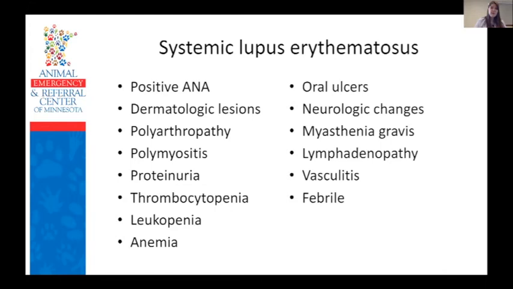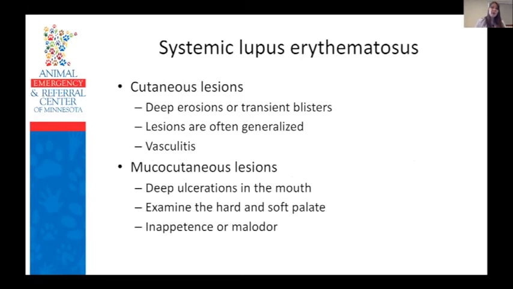Just because you have vasculitis does not mean that you have SLE. And these kids can oftentimes be febrile. So again, a positive anti-nuclear antibody test on top of 2 clinical signs is very suggestive of systemic lupus erythematosus. Cutaneous lesions, again, are deep because remember you're affecting the basement membrane level. You can have transient blisters, but they're so transient and so delicate that you barely ever get a sample.